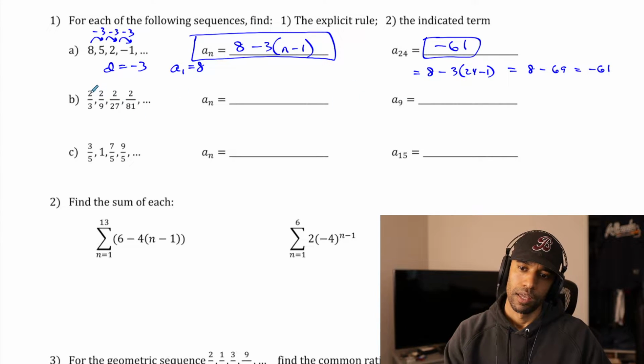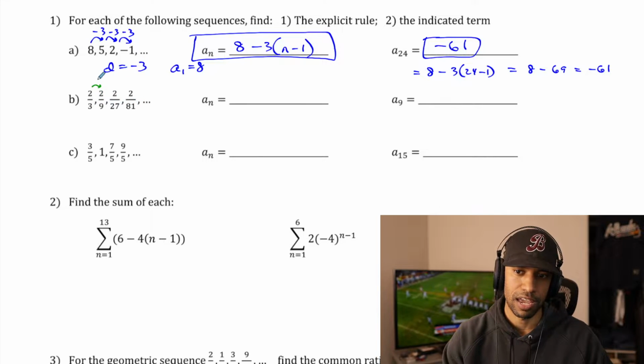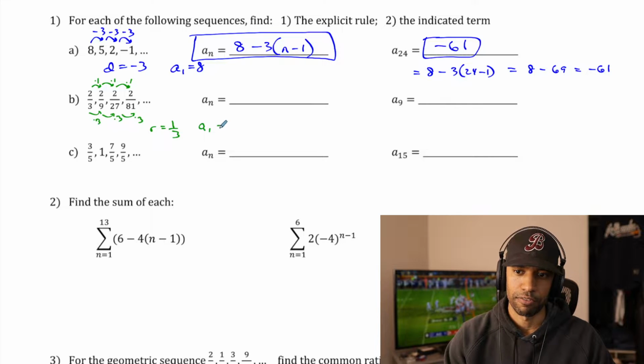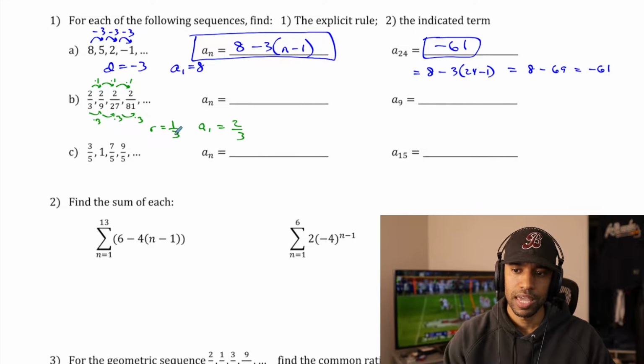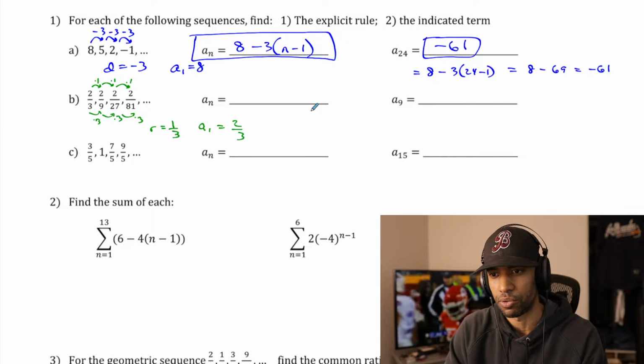Now B, this 2 is staying the same on top, while this thing is growing by a factor of 3 each time. I think it's safe to say we're multiplying by 1 on top, multiplying by 3 on bottom there. So that must mean we have a common ratio here, and that's a common ratio of 1/3, with a value of the first term being 2/3. So in this instance here, we're looking at a geometric sequence, right? Geometric sequence here with a common ratio.